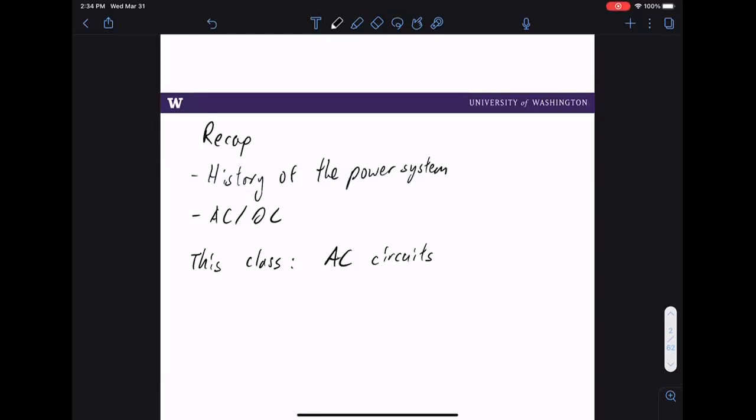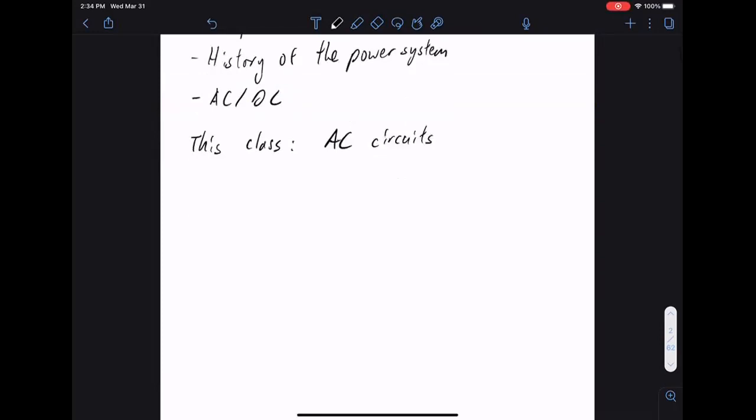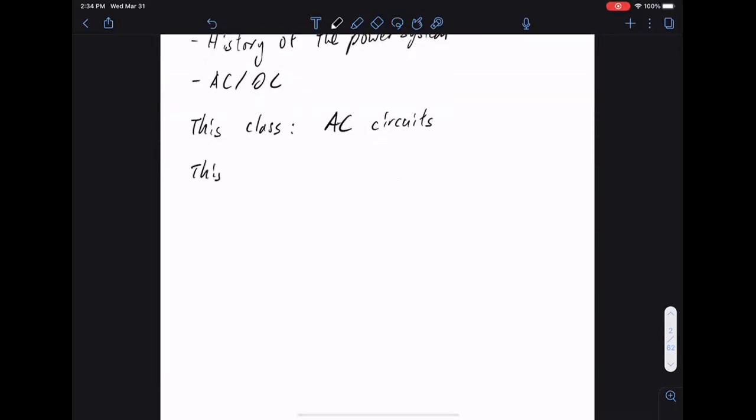For terminology clarification, we use a very loose definition of DC and AC. Again, this is only for this class. This is the terminology we'll use. AC will almost always mean a sinusoid. For most circumstances, it will mean a sinusoid.